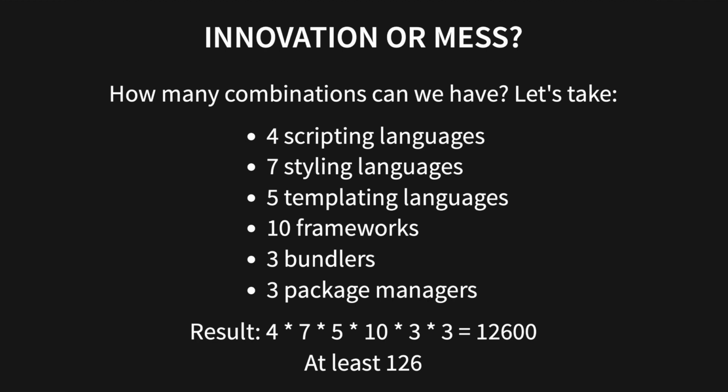I know those figures are not completely accurate because if you're using a framework, let's just say React, technically you will probably use JSX as a templating language. You can use Pug with React, but I'm pretty sure no one is actually doing it. So to get a conservative number, I think we can divide all of that by 100 and say there is probably at least 126 combinations possible.